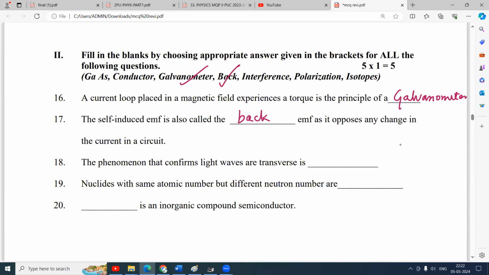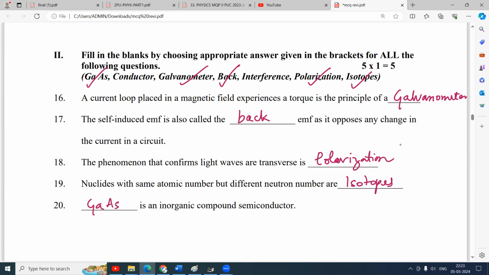The phenomenon that confirms that light wave is transverse is polarization. Polarization is true only for transverse waves. Only transverse waves can be polarized, so if a wave shows polarization, it should be transverse in nature. Nuclei with the same atomic number but different neutron number: same atomic number and different mass number means isotopes. Dash is an inorganic compound semiconductor: gallium arsenide.